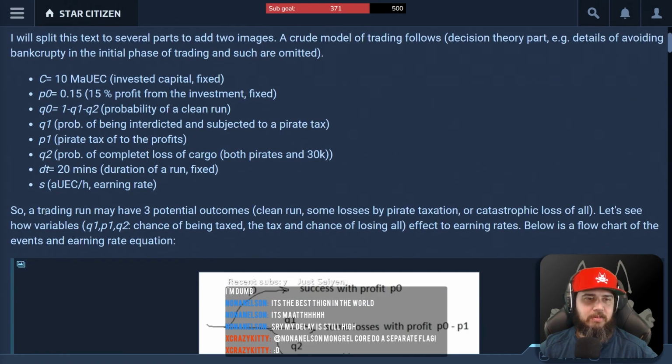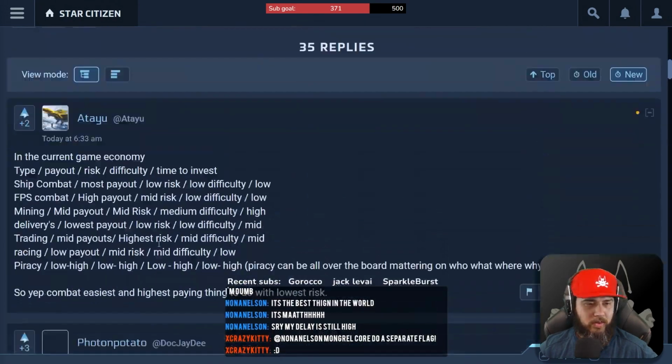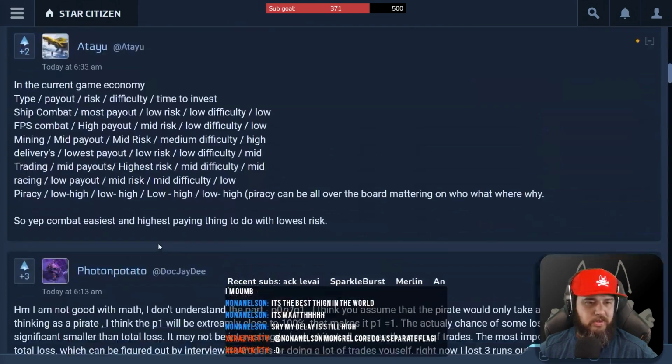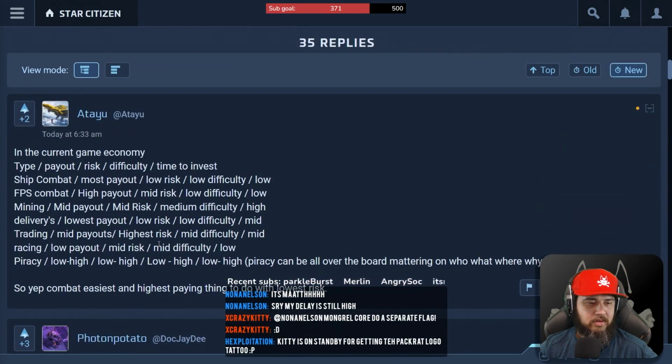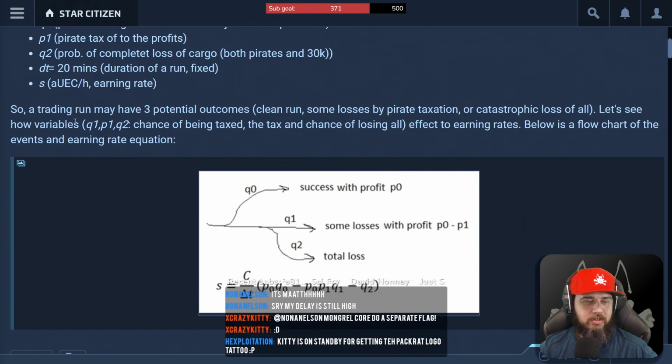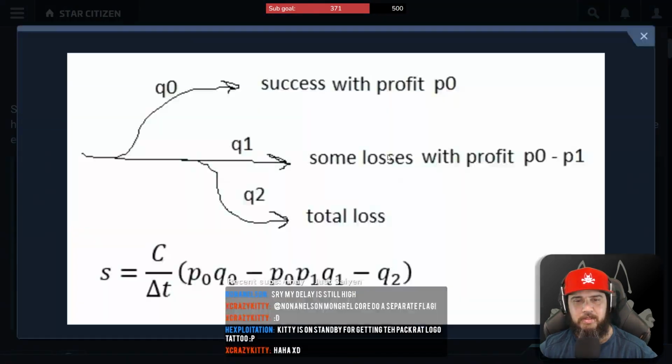V equals 10 MA UEC, don't even know what that is. P0 equals 0.15 or 15% of the profit investment. Q0... Like, is there more to this? So trading, like, oh my god, these people need to calm down with this shit.